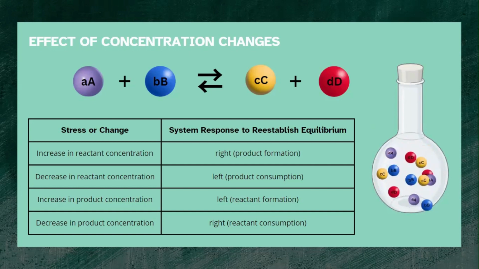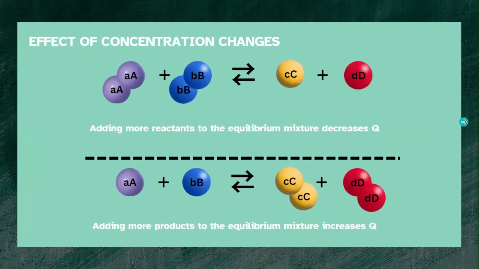In contrast, adding more product increases Q, thus the equilibrium position shifts towards the reactants to expend the added product and restore equilibrium. A change in concentration shifts the equilibrium position without changing the value of K.